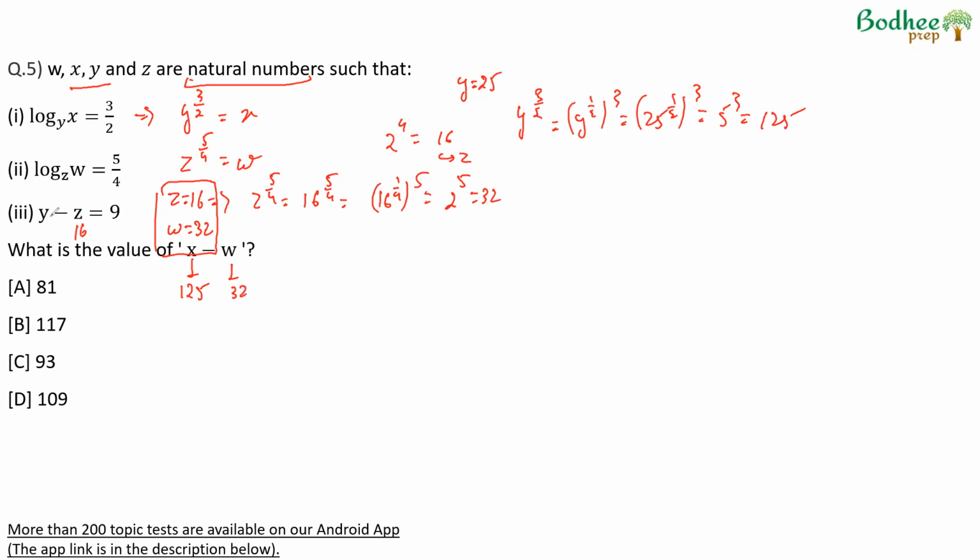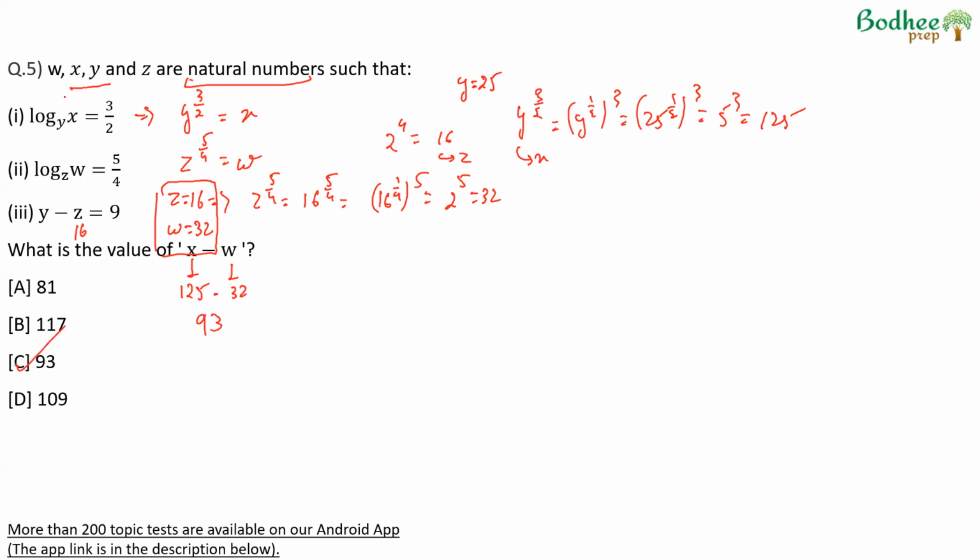If we take z as 16, we have a y which is 25. And from there, we can find out the value of x and w. x comes out to 125 and w is 32. 125 minus 32 will be nothing but 93. And therefore, that is one of the options.